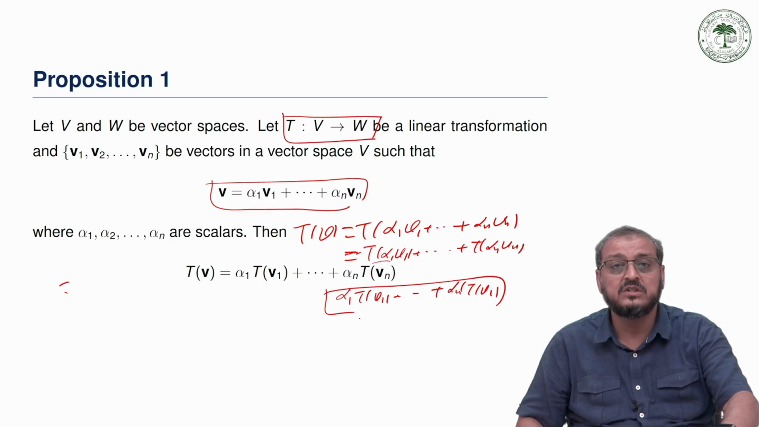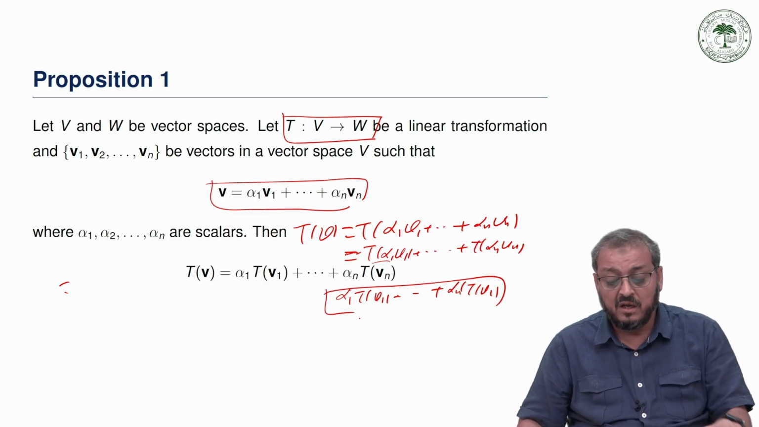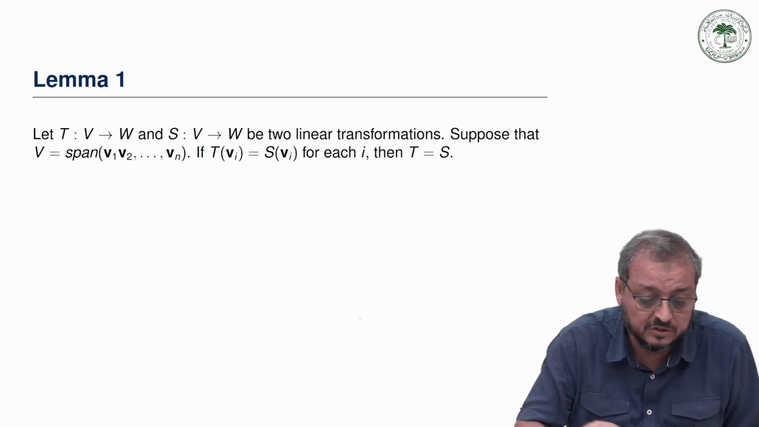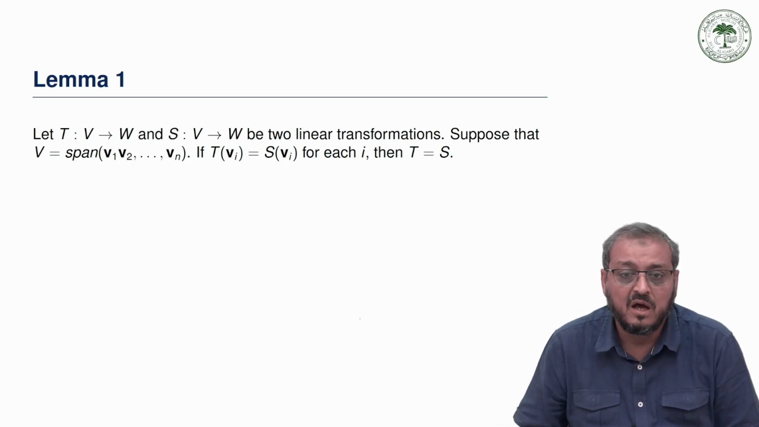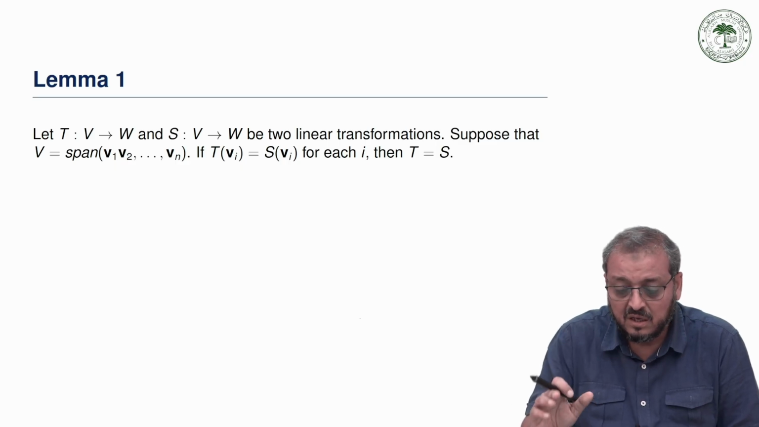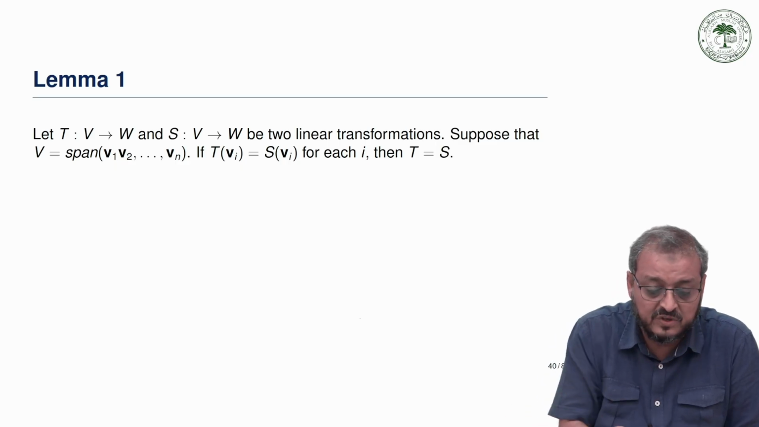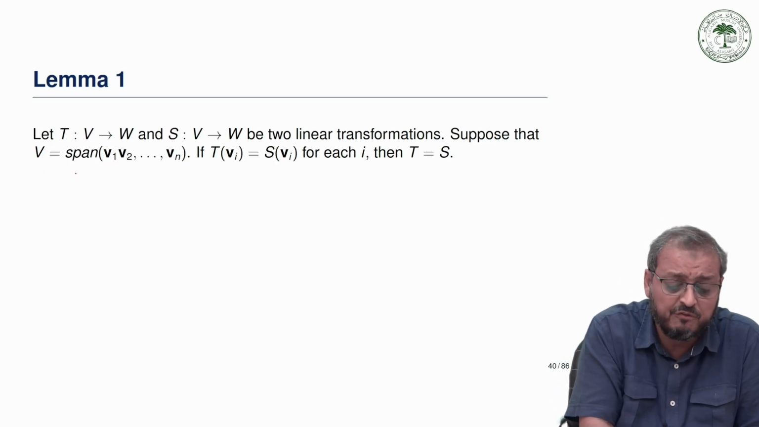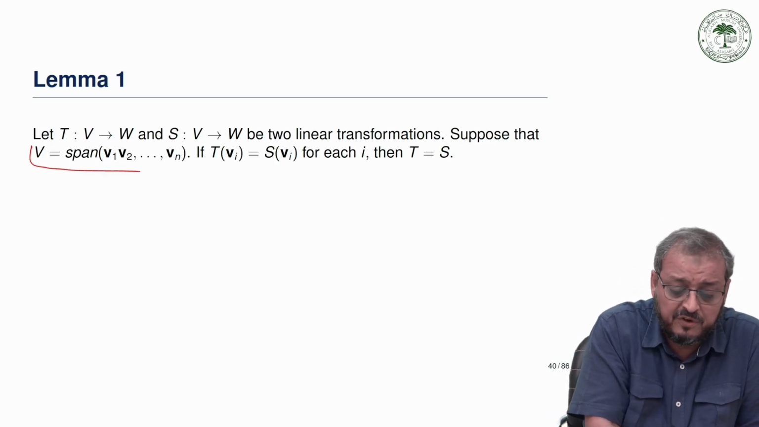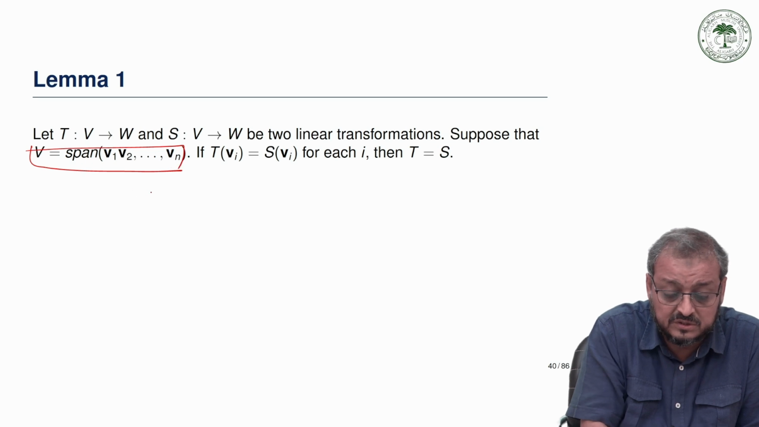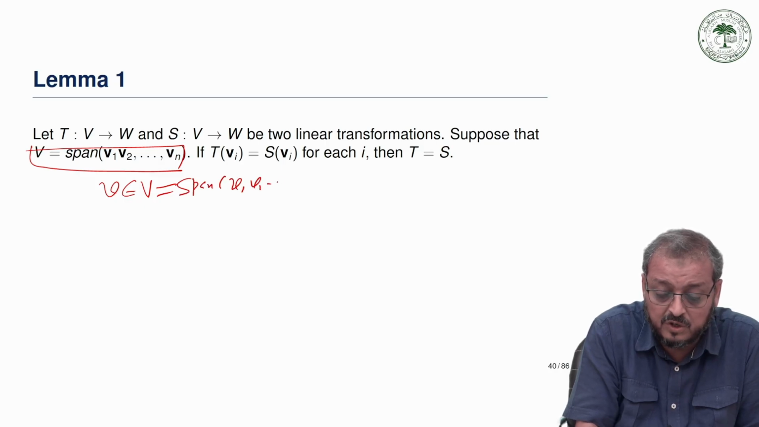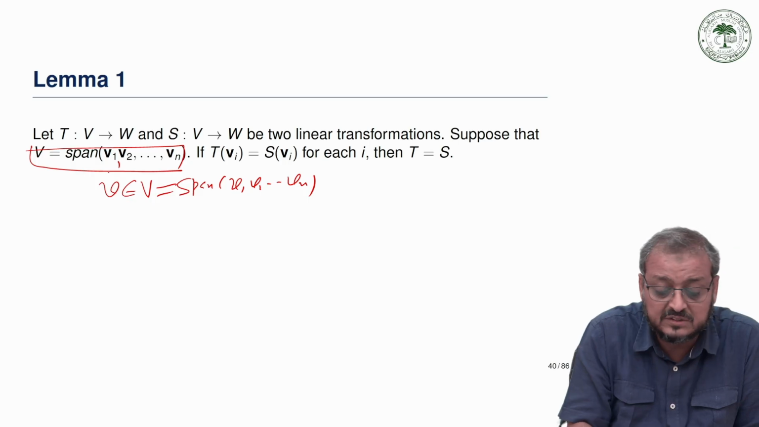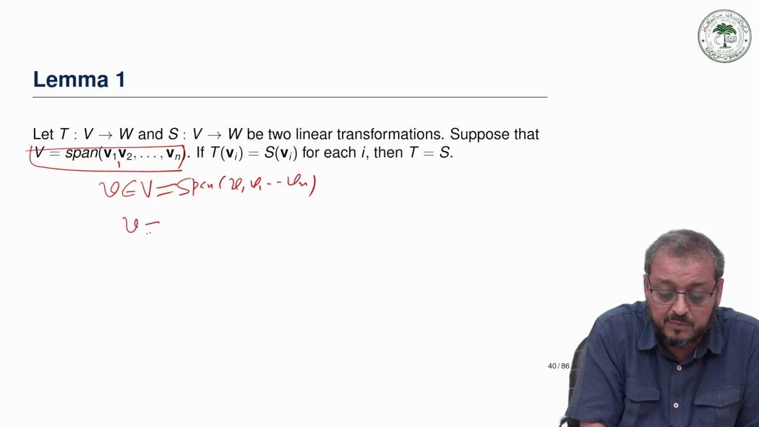We already proved this in the last lecture. In this lecture, we start with this lemma. I already explained this lemma in the last class, but I will prove it now. We suppose that V is the span of V1, V2, up to Vn. Now if V is the span of V1, V2, up to Vn, then any arbitrary vector V belonging to the space V is in the span of V1, V2, up to Vn. So this means we can say that V can be written as a linear combination of these elements.